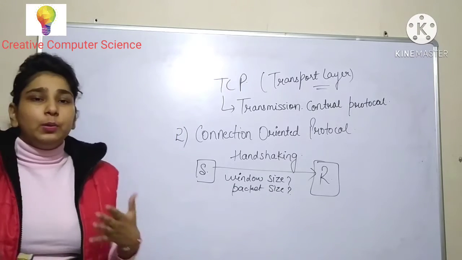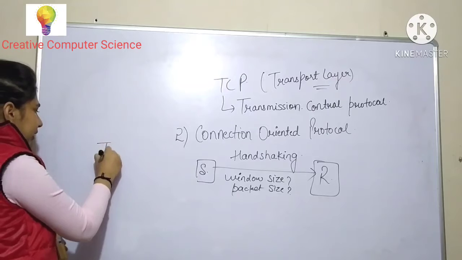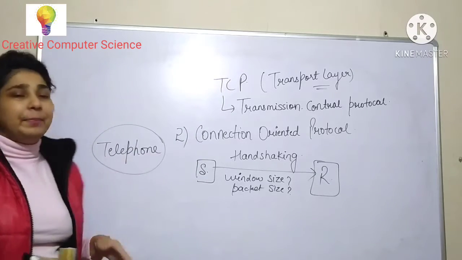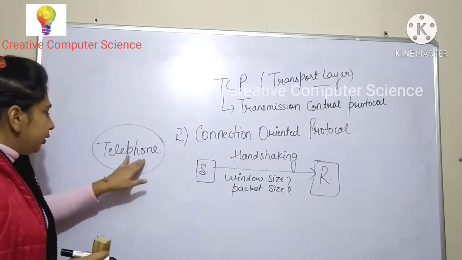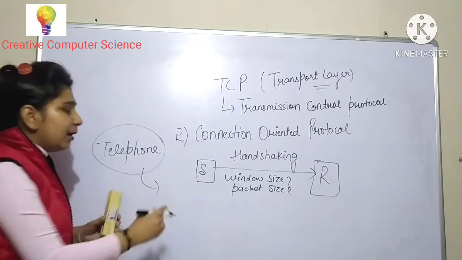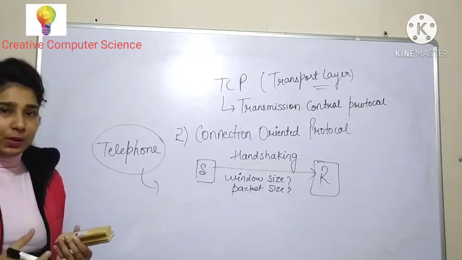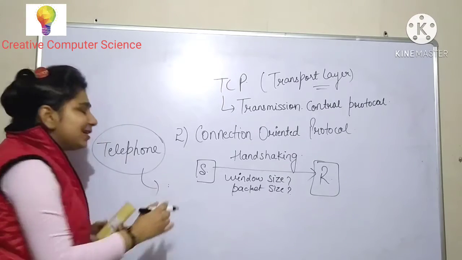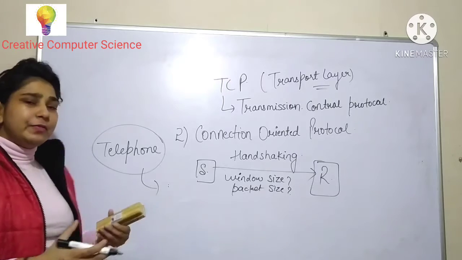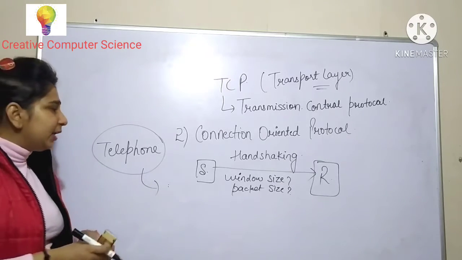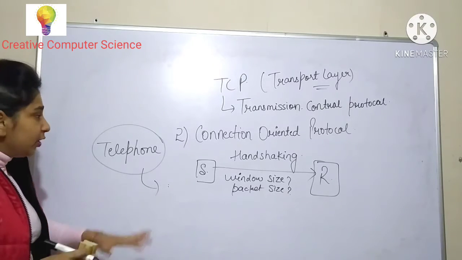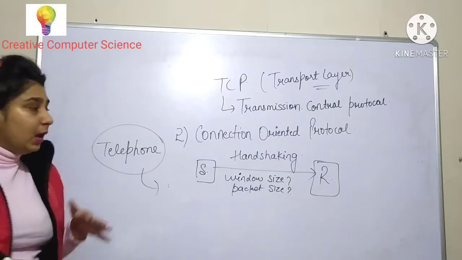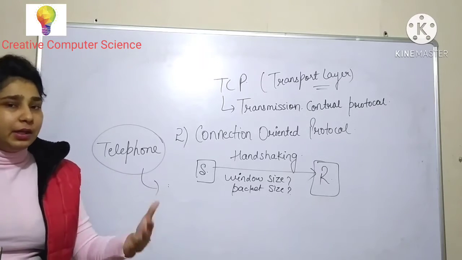Okay, so if you want one more example, let me give you the example of a telephone. What happens when you dial a phone to your friend? Initially, you listen to some ring, the telephone exchange is trying to connect you with that person. And after some time, you get connected with that person. You start talking. So when you dial a number and you listen to the ring, that is your handshaking part. And when you are talking, you are actually sharing your data.